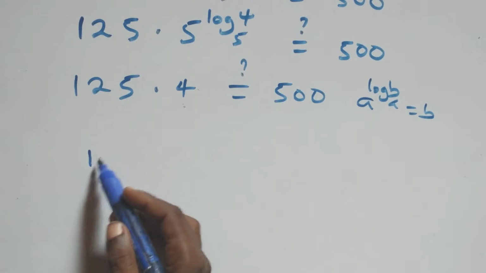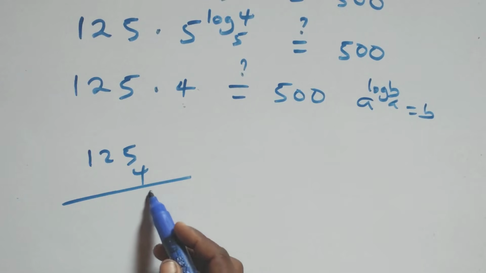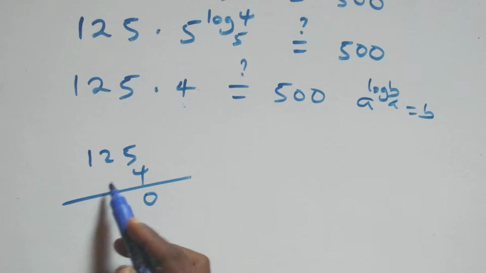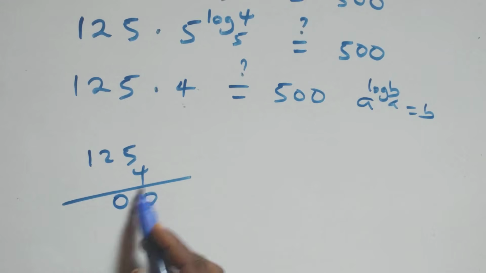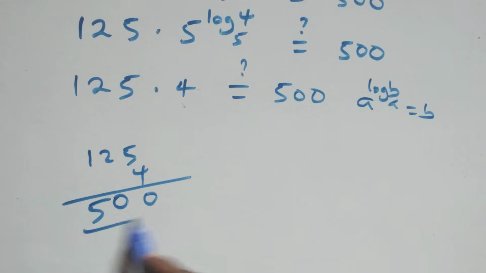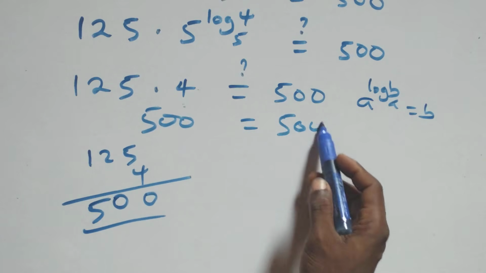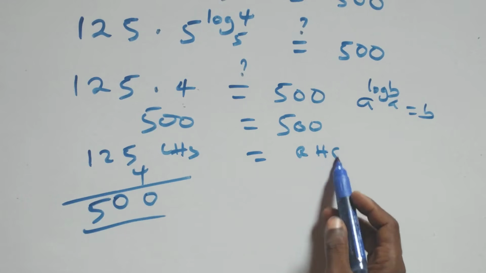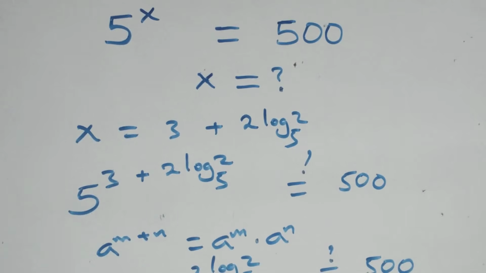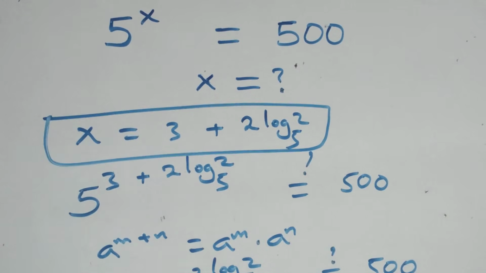Then here 125 times 4. Here we have 5 times 4, that's 20. Keep 2. 4 times 2, 8, plus 2, 10. Also keep 1. 4 times 1, 4, plus 1, 5. That's 500 here, and it equals 500 on this side. We have the left hand side equal to the right hand side, and therefore we conclude that x equals 3 plus 2 log 2 base 5 satisfies this given problem.